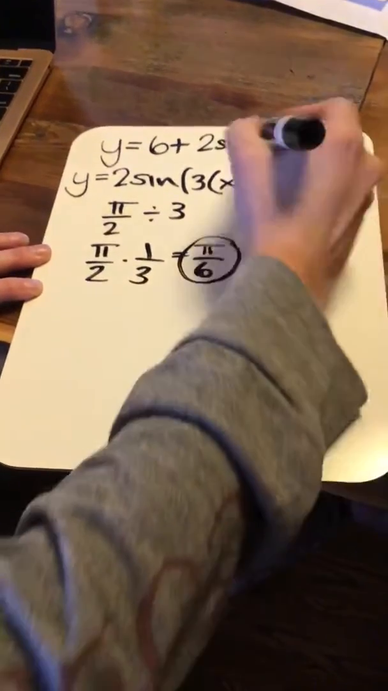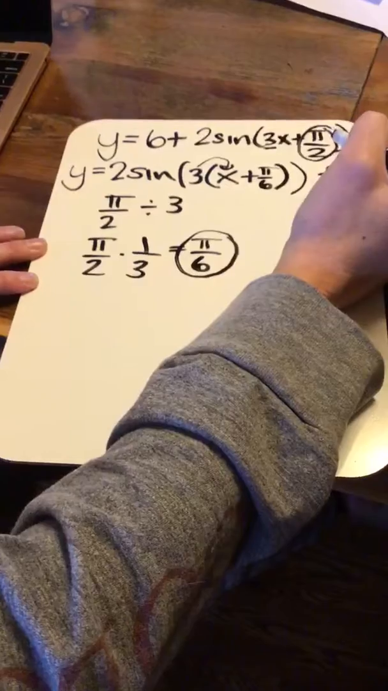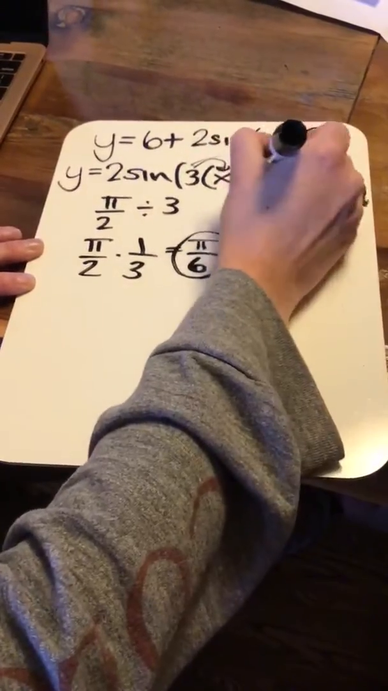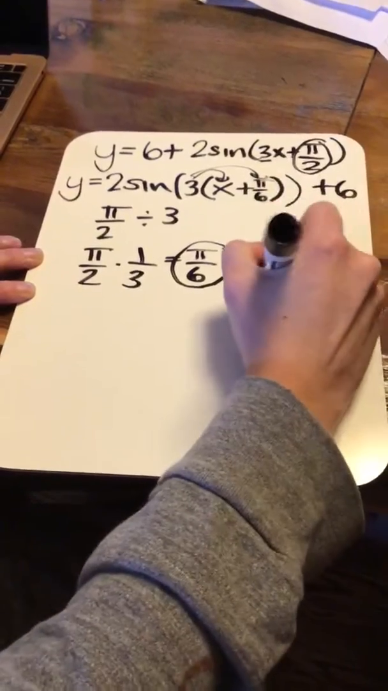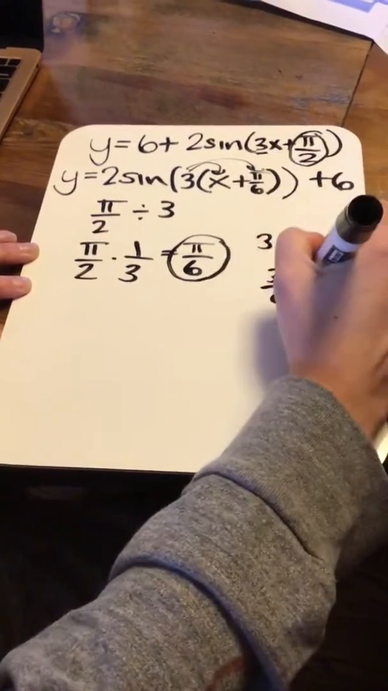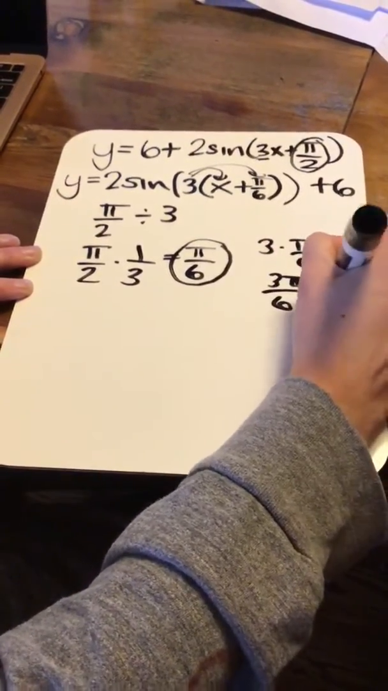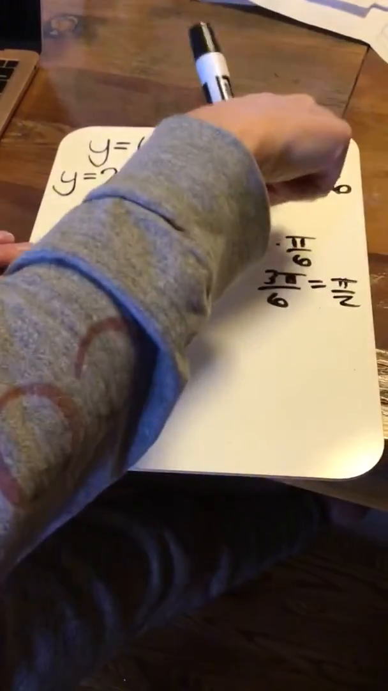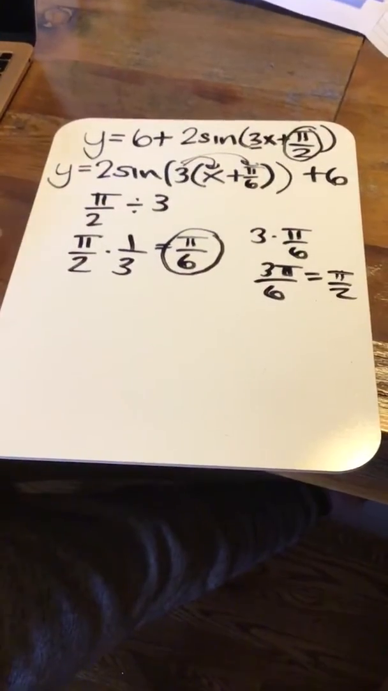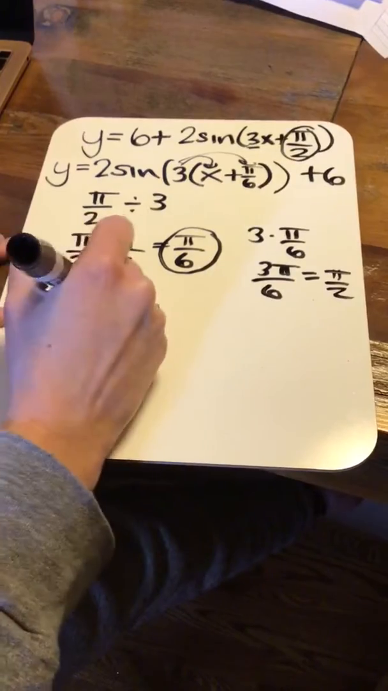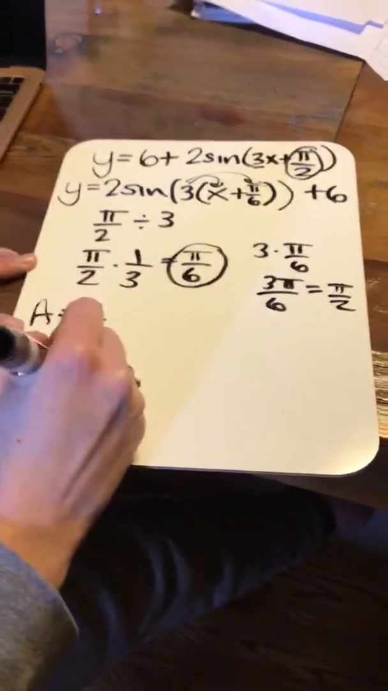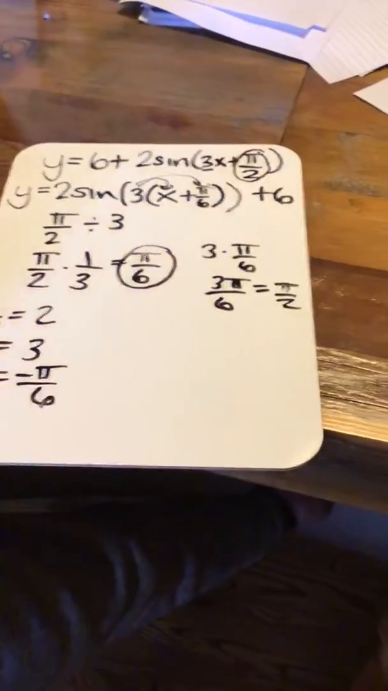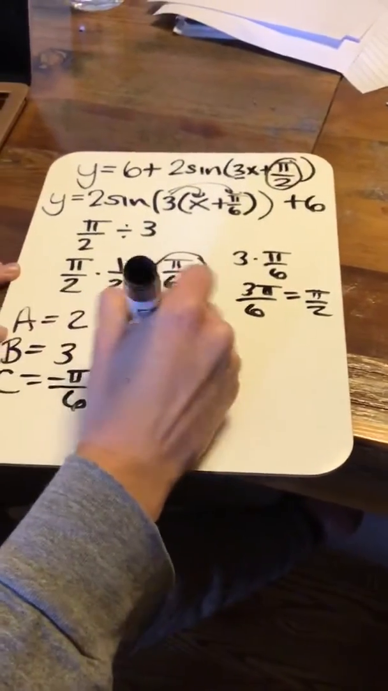Again, if you want to check that, just distribute. 3 times x is 3x, and then 3 times pi over 6 would make 3 pi over 6, which makes pi over 2, which is what I started with, so I know I did it right. And then I can go ahead and list my A, B, and C. So A would be 2, B would be 3, C would be negative pi over 6. Remember, we have to change that sign. And D would be 6.